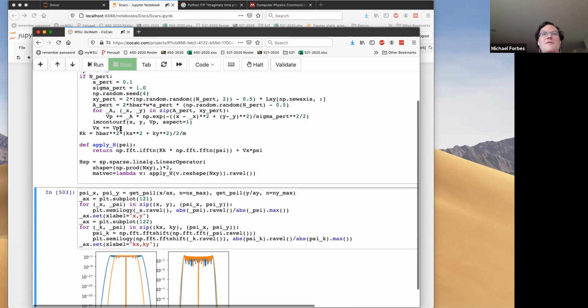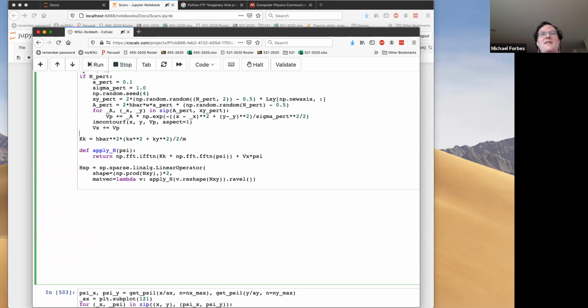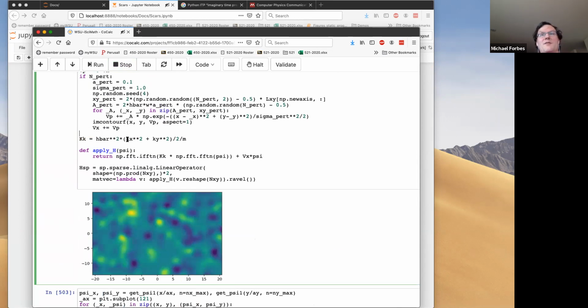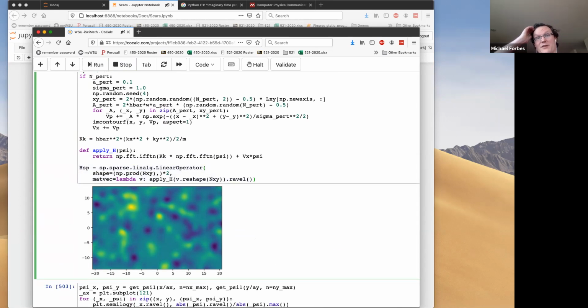Yeah, that makes sense. Okay, so then in momentum space, the kinetic energy is h bar squared over 2m times kx squared plus ky squared. So to apply the Hamiltonian, what do you do? Well, you take psi, you multiply by V, and then you take the Fourier transform of psi, you multiply by k, and you take the inverse Fourier transform. Okay, yeah. And then this is a sparse linear operator that does that. And this you could, in principle, pass to the sparse eigenvalue problem. And maybe you want to play with that and see if it actually converges or how long it takes. Maybe you lower the tolerance or something.